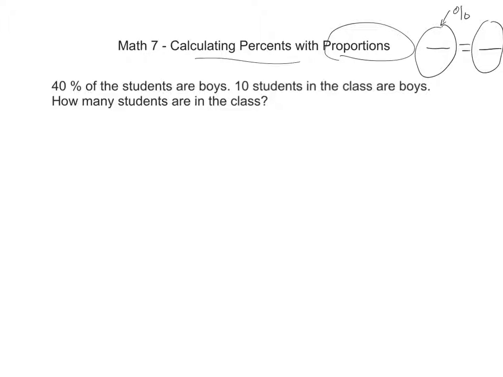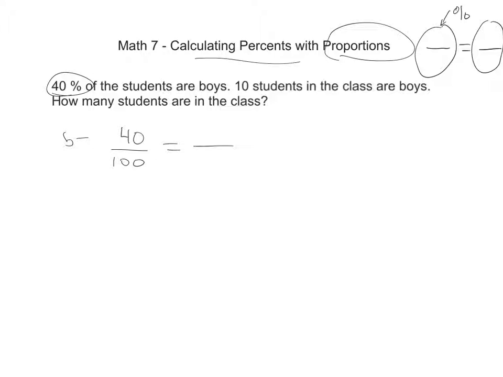Our first question says 40% of students are boys. 10 students in the class are boys. So how many students are in the class? The first thing I want to do is build my proportion. We have a fraction on one side, a fraction on the other. The first fraction comes from our percent. Remember, percent means out of 100. So if we had 100 students in the class, 40 of them would be boys.